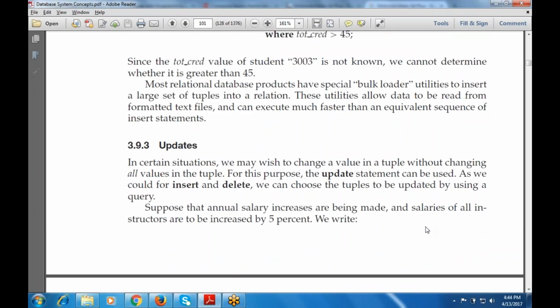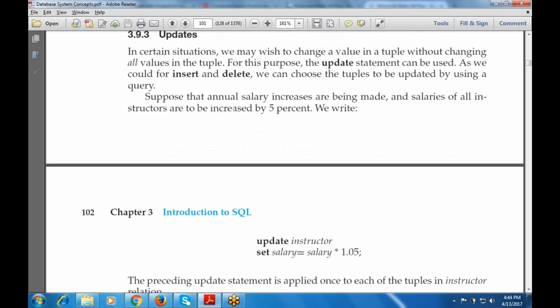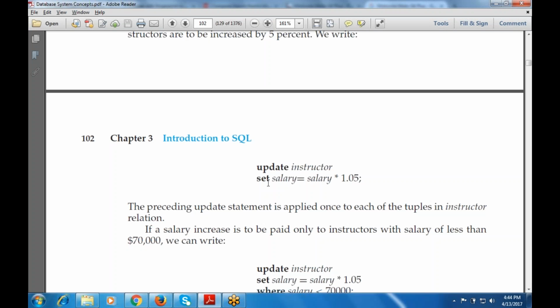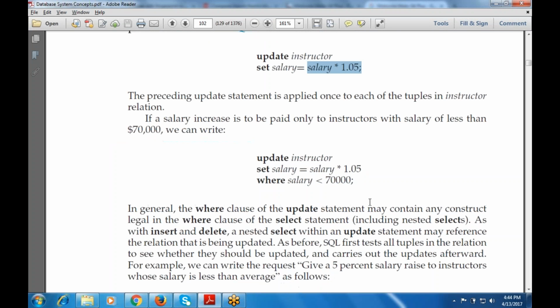Then update. This is also a DML command. Whatever modification we make in the database is done by a DML command. In certain situations, we may wish to change a value in a tuple without changing all the values, so we use the update command. Update means changes in the record. Suppose the annual salary increases are being made and the salary of all instructors is to be increased by 5 percent. So: update instructor set salary = salary * 1.05.